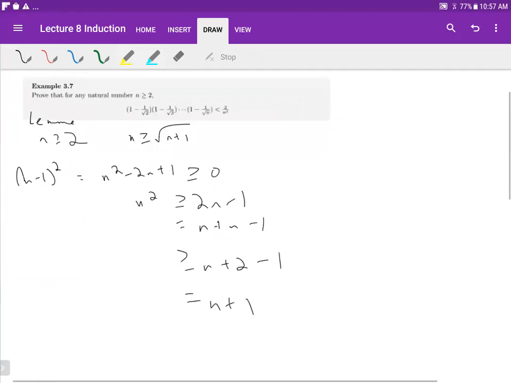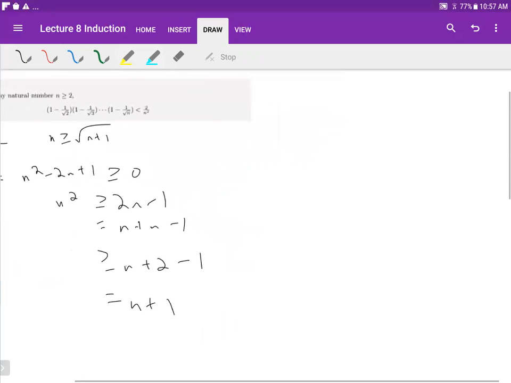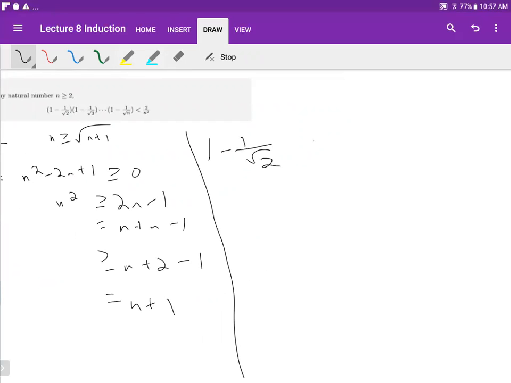Right, so now let's perform a variation on induction, right? So first let's show the base case, that 1 minus 1 over root 2 is less than 2 over n squared, right? So this is 1. Well, this is clearly true, because 1 minus 1 over root 2 is clearly less than 1, because 1 over root 2 is greater than 0.